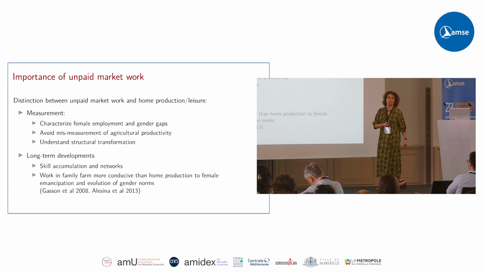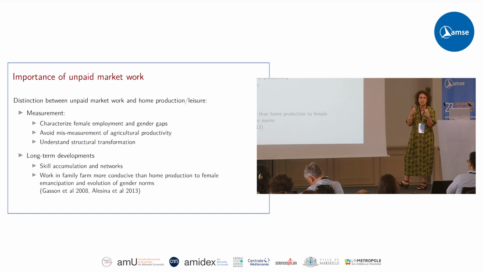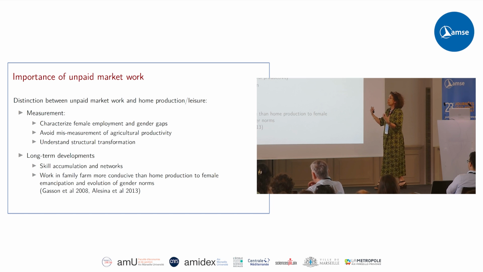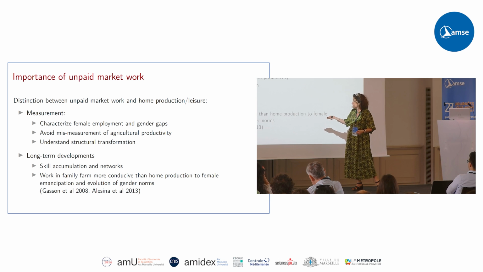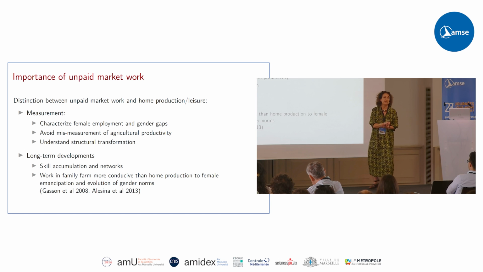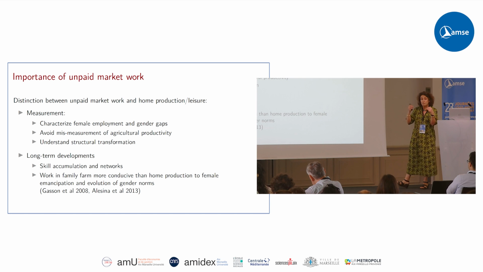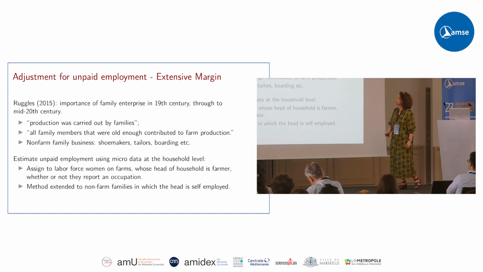But it's not just a matter of measurement. There is also a more conceptual, substantial matter about the distinction between the consequences of working for some sort of income and working for own consumption. So when people work to sell produce on the market, they may accumulate different skills, they can build networks, and there is evidence, for example, this very famous paper by Alesina et al. on the adoption of the plow, that working the family farm was more conducive to female emancipation, female empowerment, the long-run evolution of gender norms, than having women relegated at home, looking after children, cooking and cleaning. So there is also a conceptual distinction between the two.